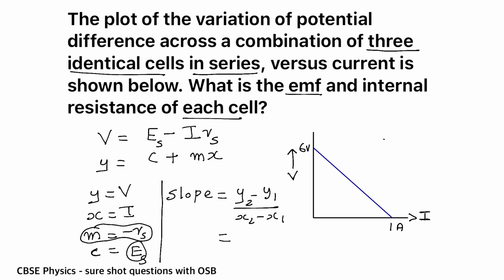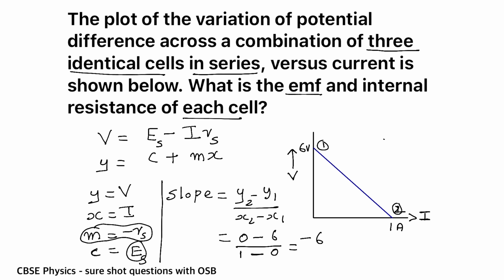Second point, what is the y2 value? It is 0. What is the x2 value? It is 1. For the first point, what is the y1 value? y1 value is 6. And what is the x1 value? x1 value is 0. Substitute it. So y2 is 0 minus y1, which is 6, by x2, which is 1, minus x1, which is 0.